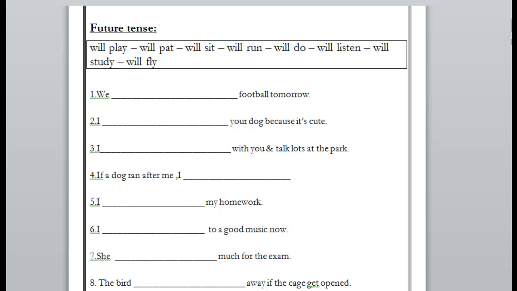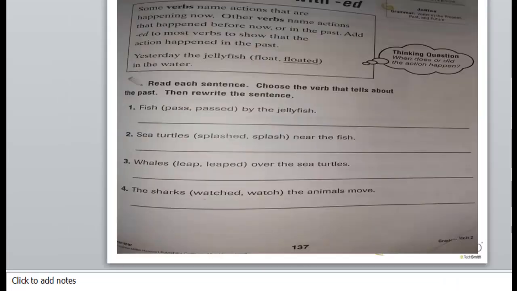Right. So if it's future, we take the will, okay, plus the action verb without any kind of additions, okay? Even with he and she and it. Okay, guys? Now let's continue to our reader's notebook. Okay, so open page 137. Opened it, guys? Yes, perfect. Okay, good guys. So, let's see.